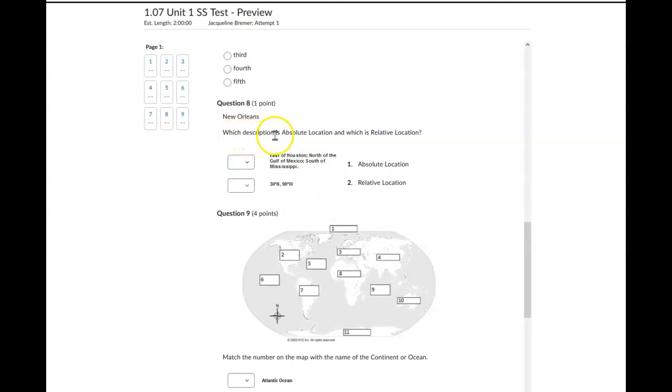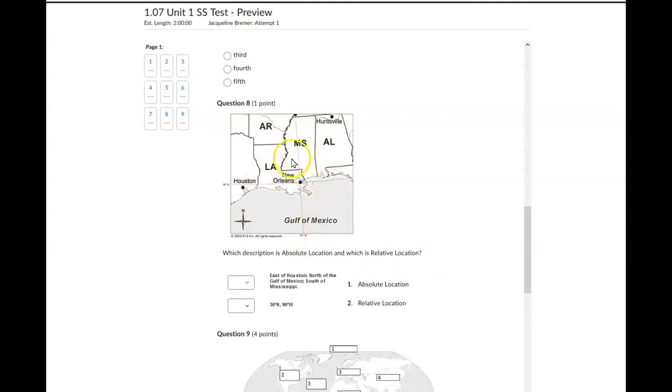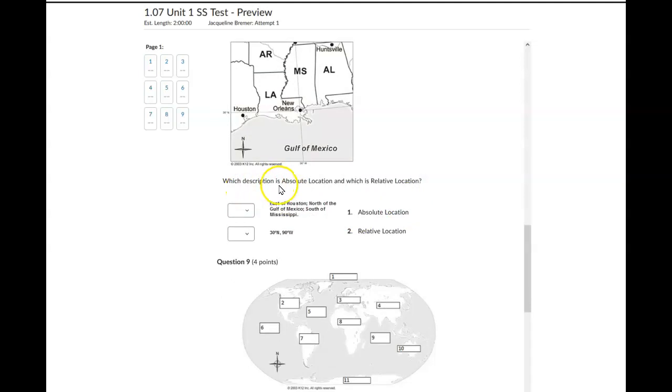Okay, which description is an absolute location and which is a relative location? And this is a map of New Orleans. So that goes along with this question. And let me get that map for you. Okay, so here's that map with New Orleans on it. Which description is absolute location and which is relative location? So for absolute location, you'd choose 1. For relative, you'd choose 2.